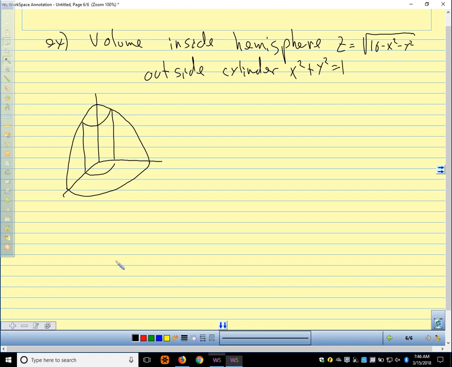So we want inside the hemisphere and outside the cylinder. So we're talking about the bit that's out here. Really, what we're doing is drilling a hole into the hemisphere. All right.